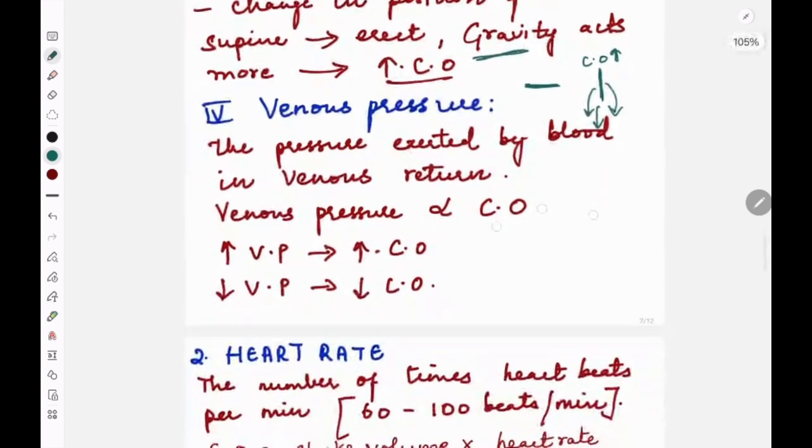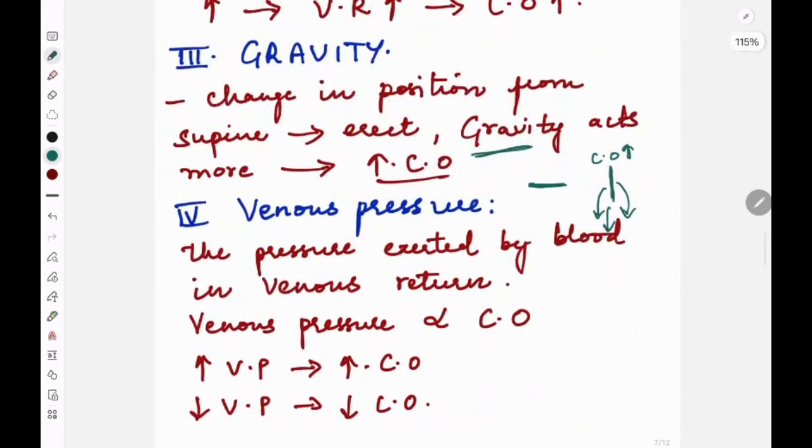Then the fourth factor is venous pressure. This is also very evident: venous pressure is the pressure exerted by the blood in the venous return. So if this is the vein and the blood is flowing in this direction, from the other parts of the body towards the heart, whenever the blood flows this way, pressure is exerted in the veins. That pressure is what we call venous pressure.